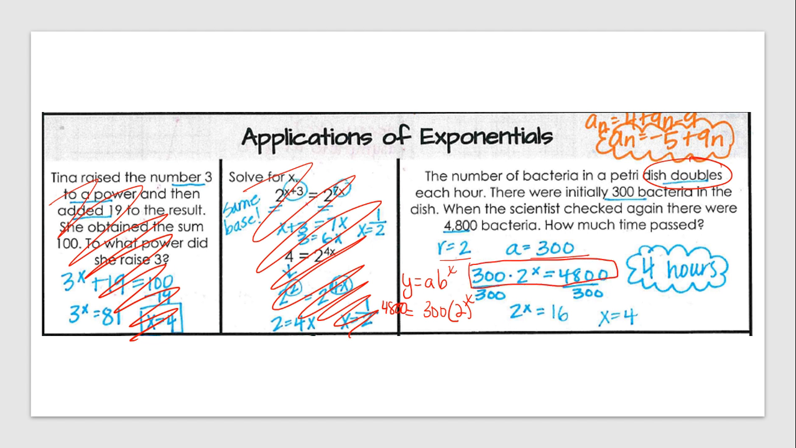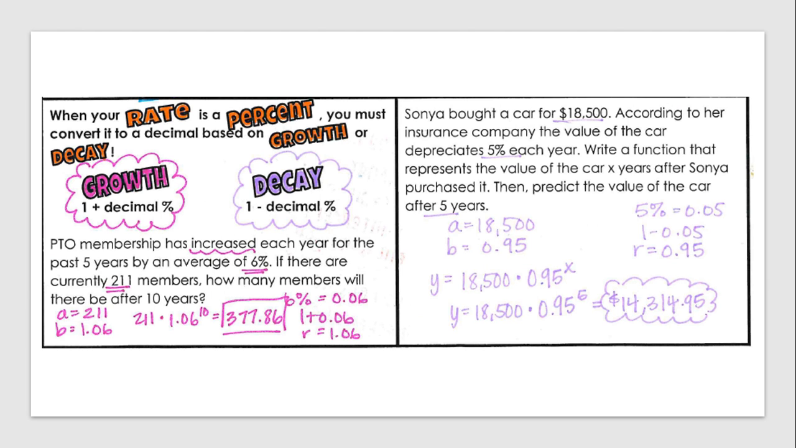So what I would do instead of solving this, because we didn't talk about how to solve for exponents like this, is take your answer choices and plug them in. You know how to write the equation, so take your choices A, B, C, D, plug them in, and see which one works, which one gives you 4,800. Kind of work backwards on that one.